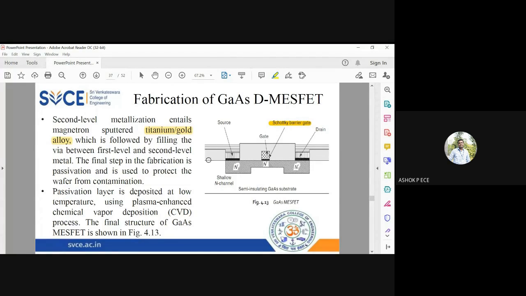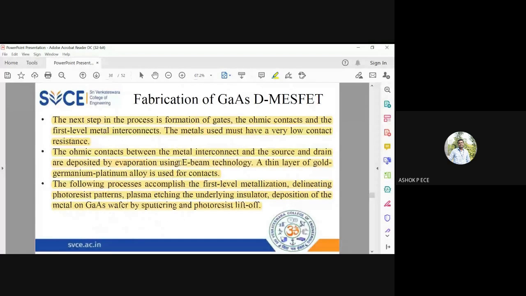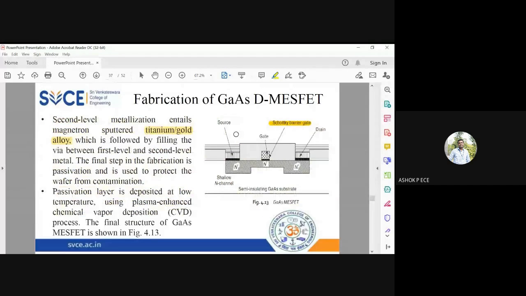So initially, you will have the first level of gold, platinum, germanium alloy, and for the second level of metal you will be having titanium and gold alloy. The reason why we are using different alloys of gold is to ensure that when you establish a metallic contact with the semiconductor layer, it is going to form an ohmic contact. That ohmic contact should be established perfectly, and it should produce a very, very low amount of resistance as the device operates. So that is the reason for having so many minute details in the fabrication process of gallium arsenide.